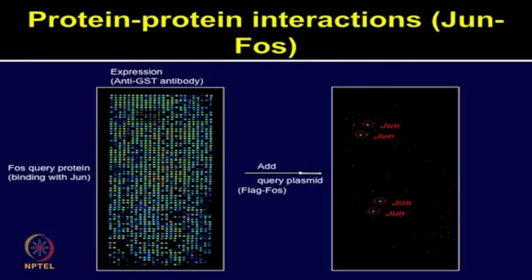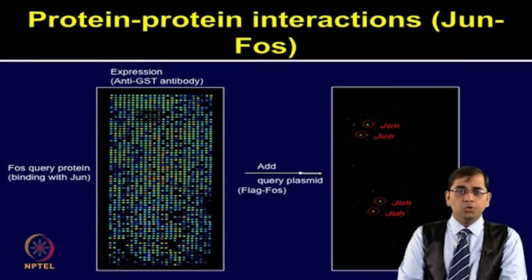The previous array which we talked about was a small test array, but if you really want to perform a proteome-wide screen to test protein-protein interaction, you have to use high density protein arrays. On this slide, I am showing you a high density protein array to test the same protein-protein interaction of Jun and Fos protein pairs. In this study, students used Fos as a query protein and then identified Jun, printed 4 times on the chip, as a target.